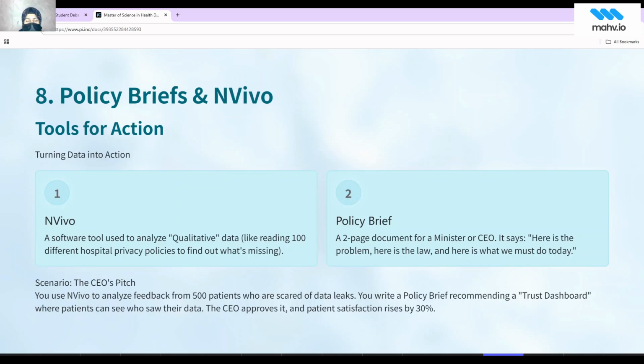For example, the CEO's pitch. You use that software to analyze feedback from 500 patients who are scared of data leaks. You write a policy brief recommendation: a trust dashboard where patients can see who saw their data. The CEO approved it and patient satisfaction rises. So this is basically a tool, like reading 100 different hospital privacy policies to find what is missing.